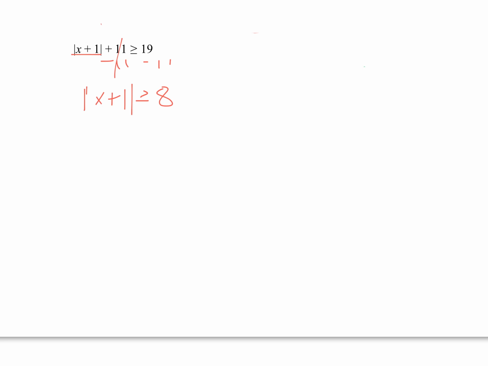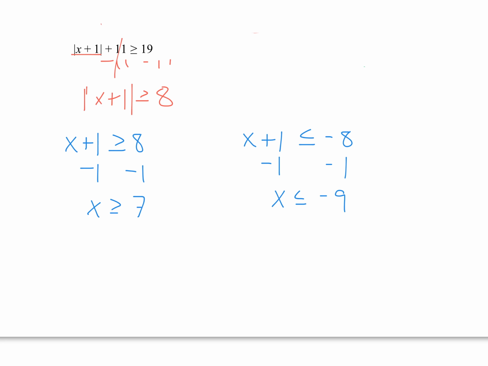x plus 1 is greater than or equal to 8. x plus 1 is less than or equal to negative 8. Subtract 1. Subtract 1. Let's look at the number line before we write this as an inequality.